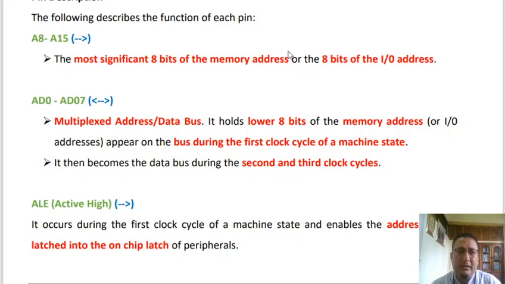So, in the first clock cycle of a machine state, it acts as a unidirectional line, and in the second and the third clock cycle of a machine state, it acts as a bidirectional line because data can be communicated to and from the microprocessor, right?